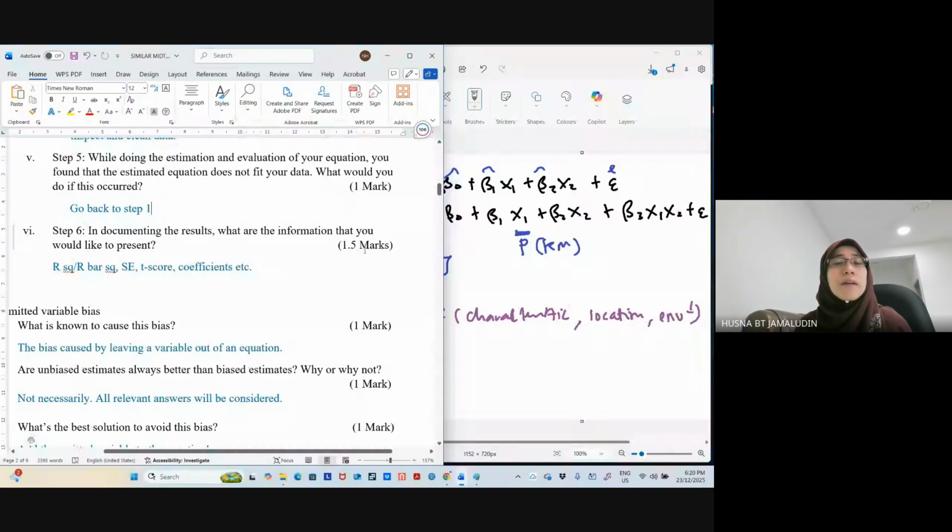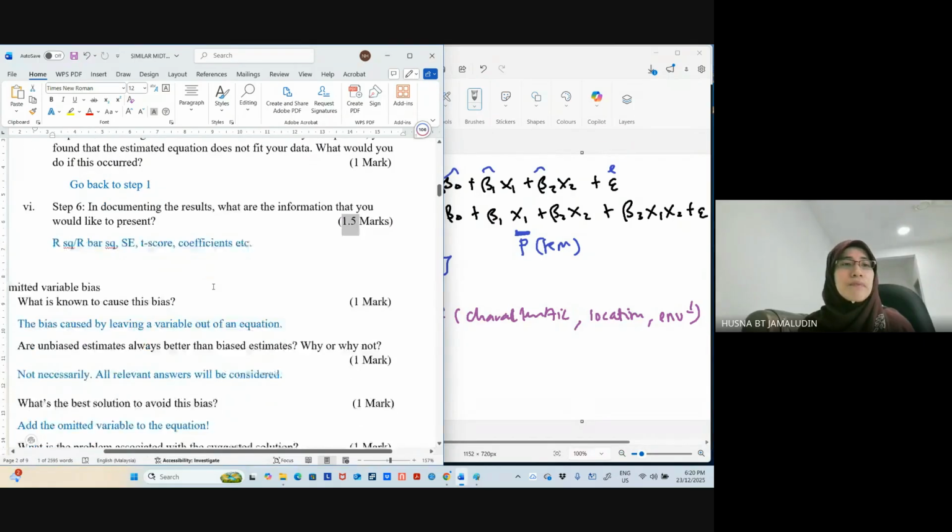So 1.5 means that you have to give at least 3 pieces of information. If you give 1, you will get 0.5 marks. But if you give more, of course you will get full marks. Okay, so you have to know how to write your answer depending on the marks.